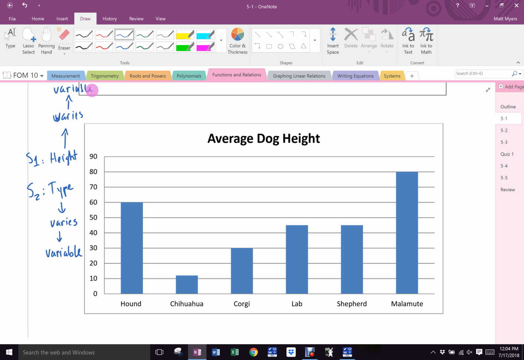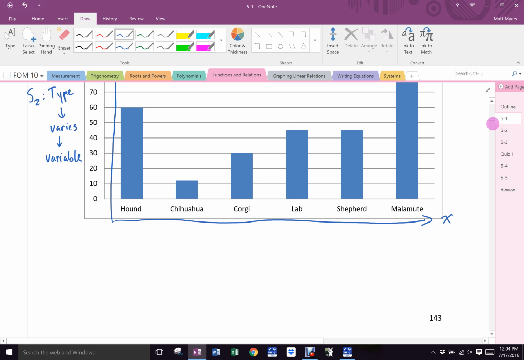If you make a graph, what variable is usually on the horizontal line? Those are x's. What variable is usually on the vertical line? Those are y's. That's not always the case, but we're going to say that's 90% of the times true. Okay? Now, since these variables are in a relation, because we are comparing dog type to dog height, aren't we?